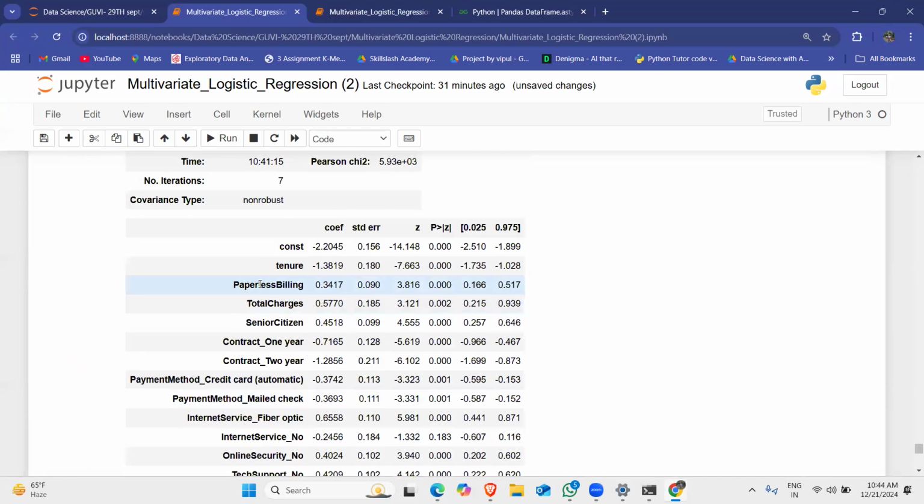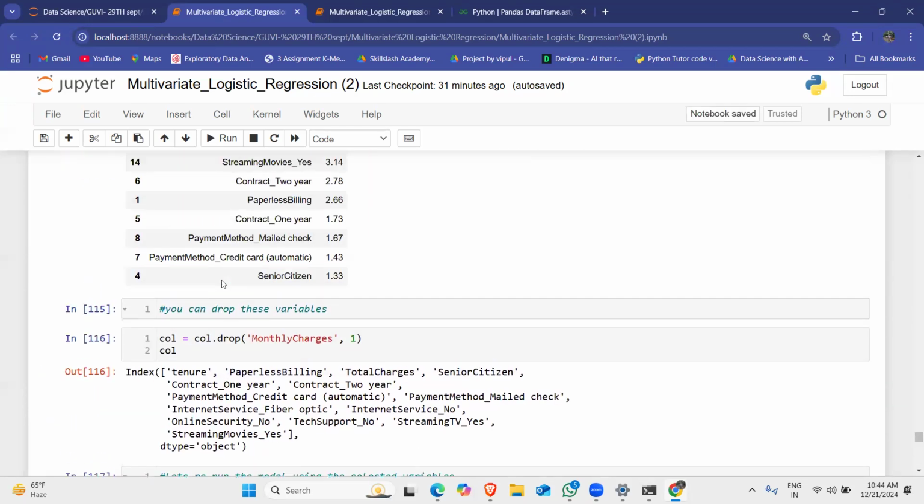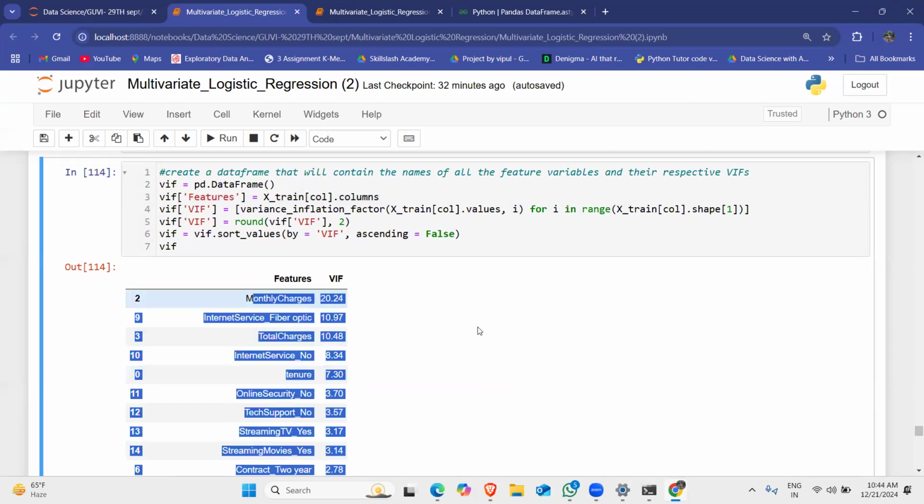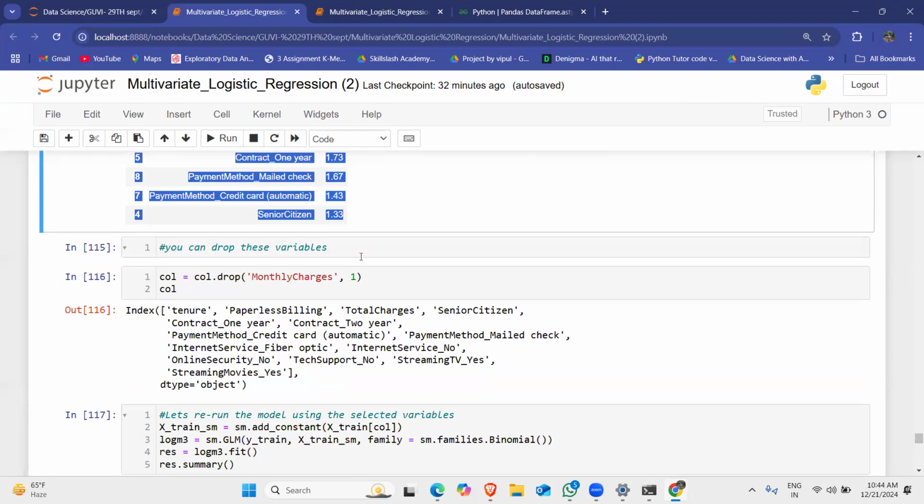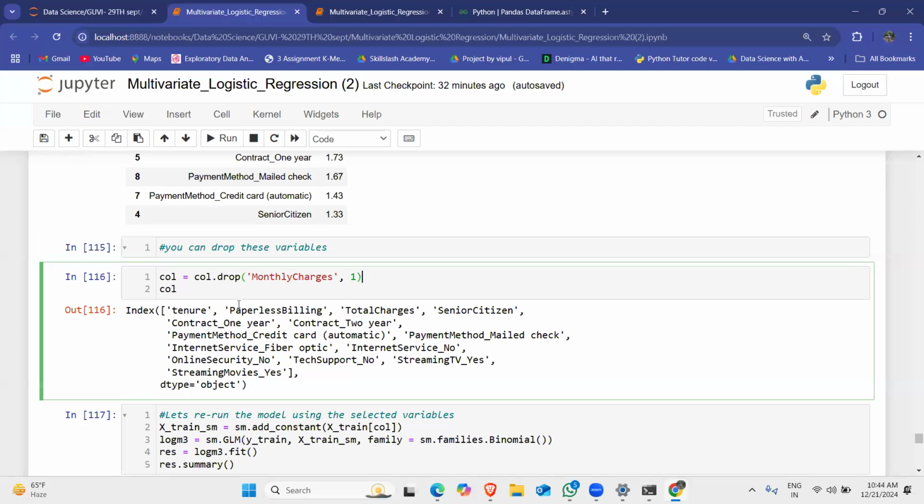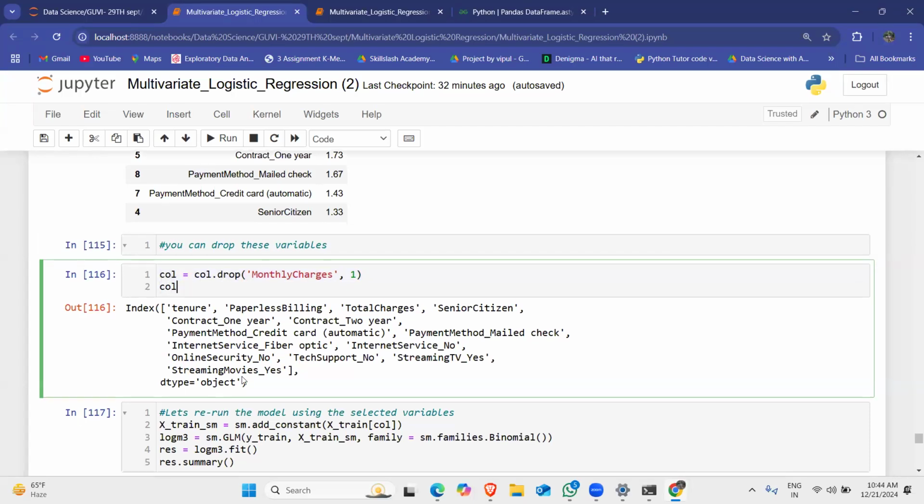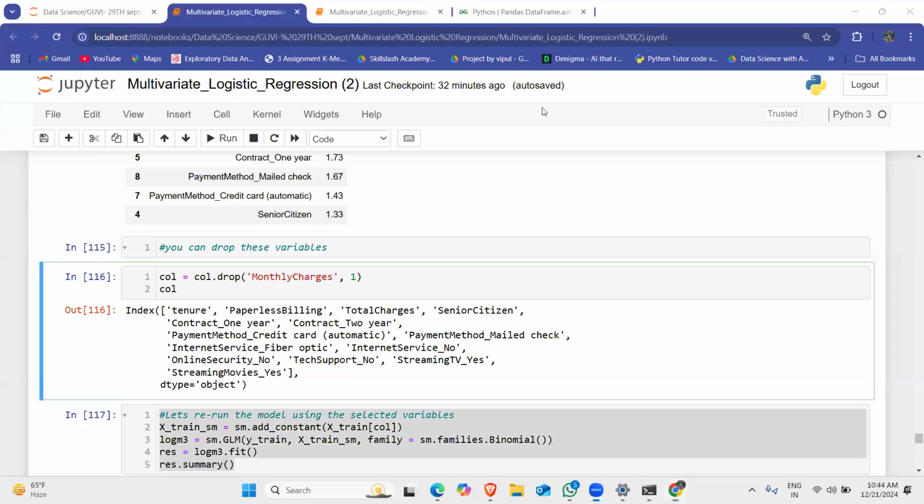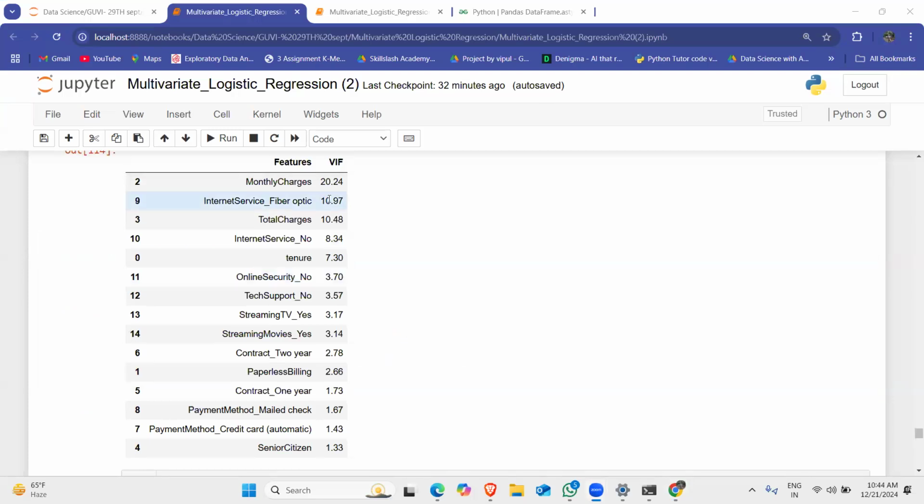The reason why we are not getting a significant increase in the accuracy is because we have not dropped these features: internet service, total charges, internet service no, tenure. This should be dropped, right? I already told you, I have left this topic up to you. You have to drop multiple variables. I have just given you how to drop one variable. You have to drop the multiple variables. Will you be able to do that, everyone?